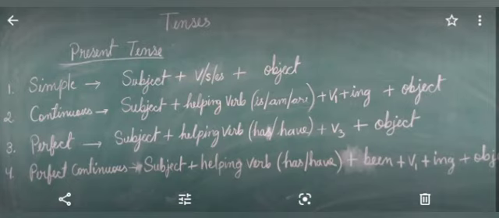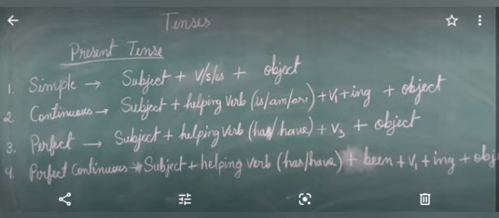Now, let us see your present perfect tense. The formula is subject plus helping verb plus has or have. Has will be used for singular and have will be used for plural. Then your verb in the third form and you have the object. Now, as earlier I told you, she has written a letter.